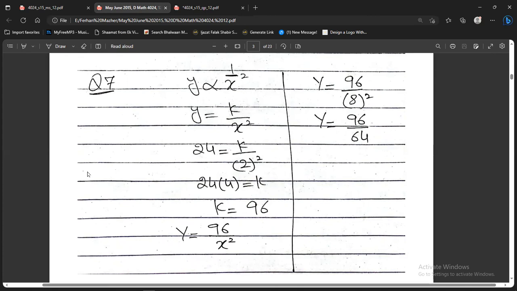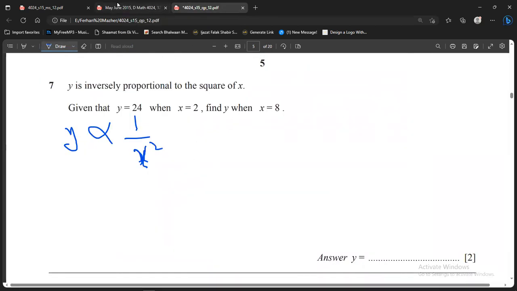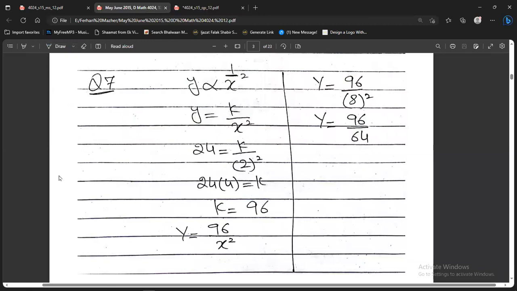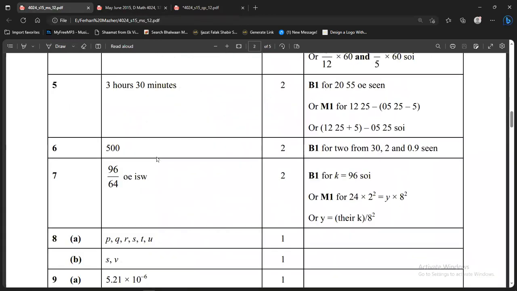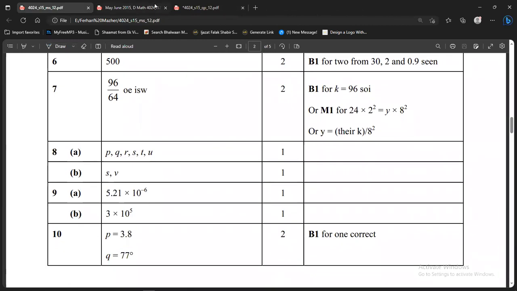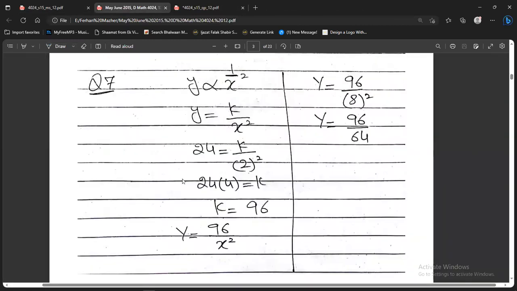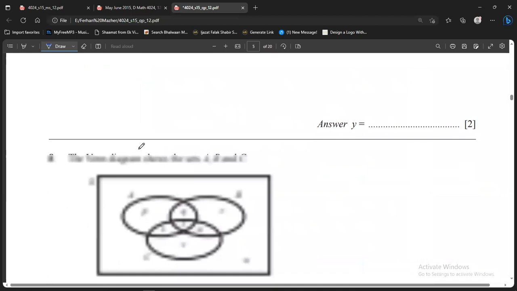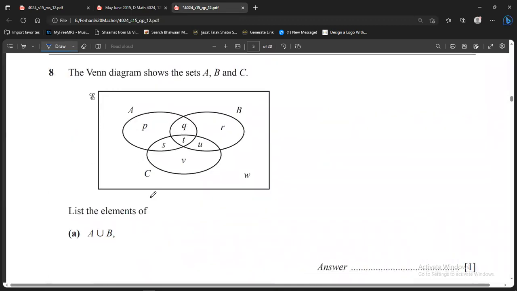Now, the question is, what will be the value of y when x is 8? So y will be equal to 96 divided by 8 square. So y will be equal to 96 by 64. You can simplify this. Y is equal to 96 by 64. This is the solution. You can simplify it if you want. Question number 8.